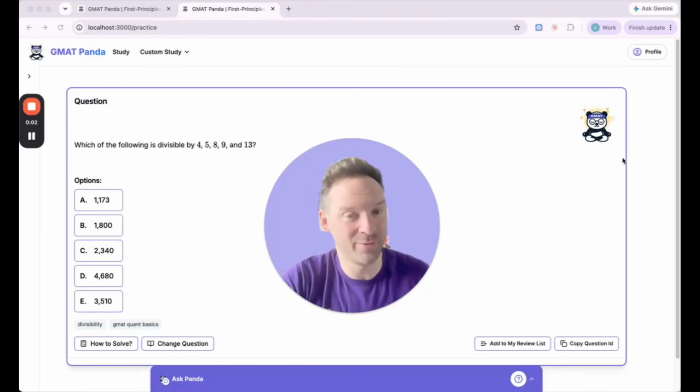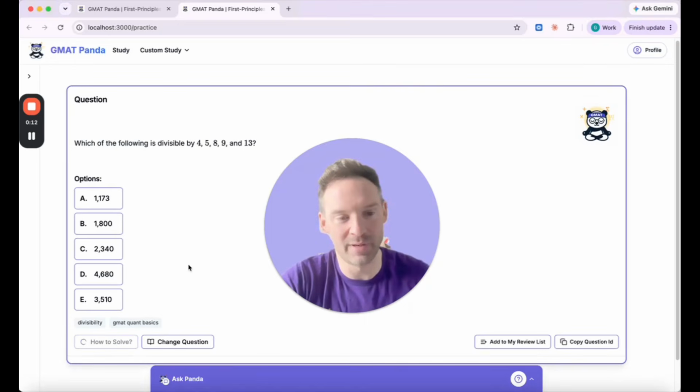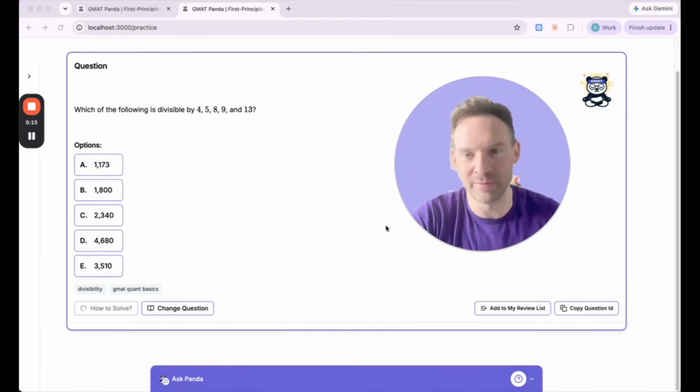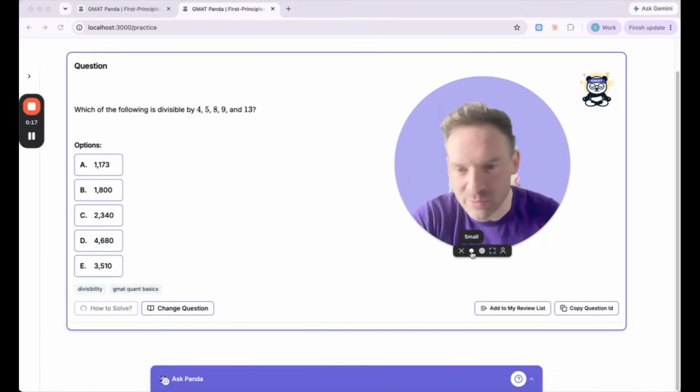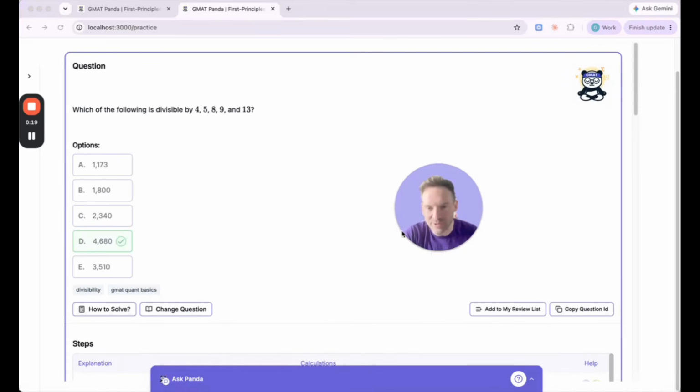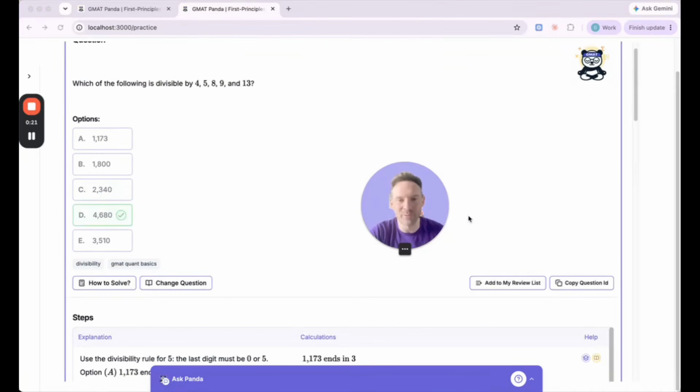Okay, so now that we've seen all these different tricks and concepts in divisibility, let's apply them to this example. So if we ask Panda for the solution, and while it's doing that, let me just move my face out of the way a little bit.